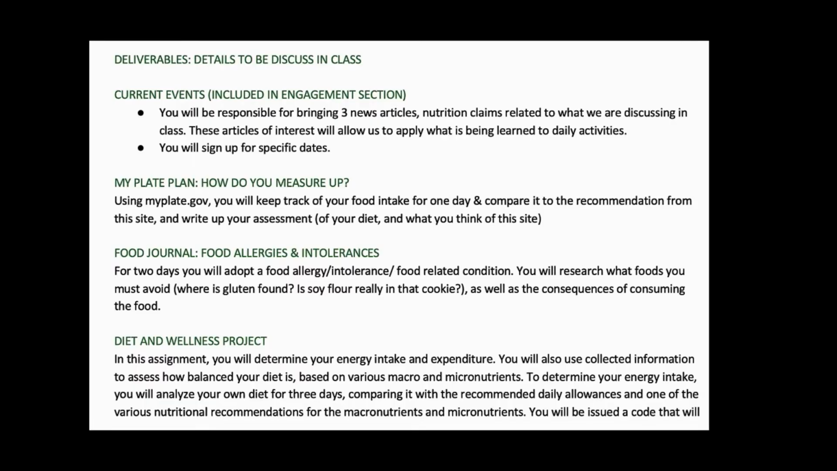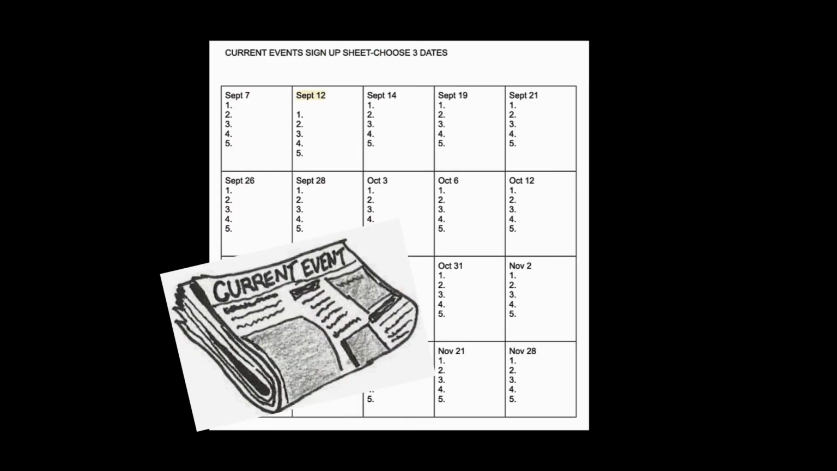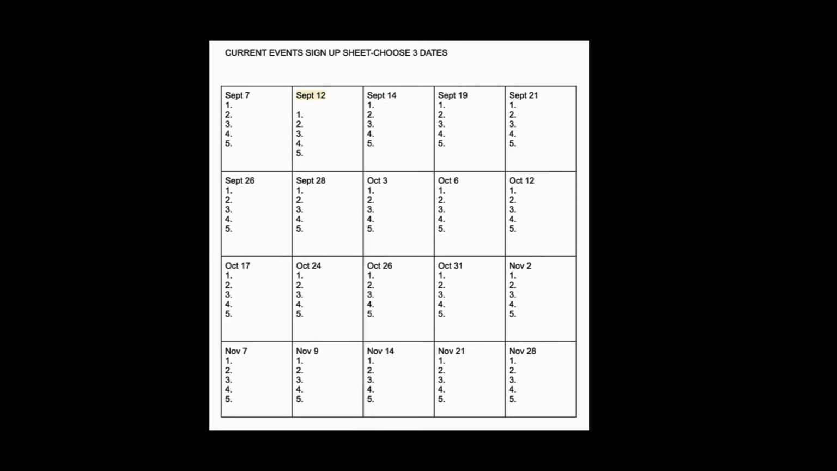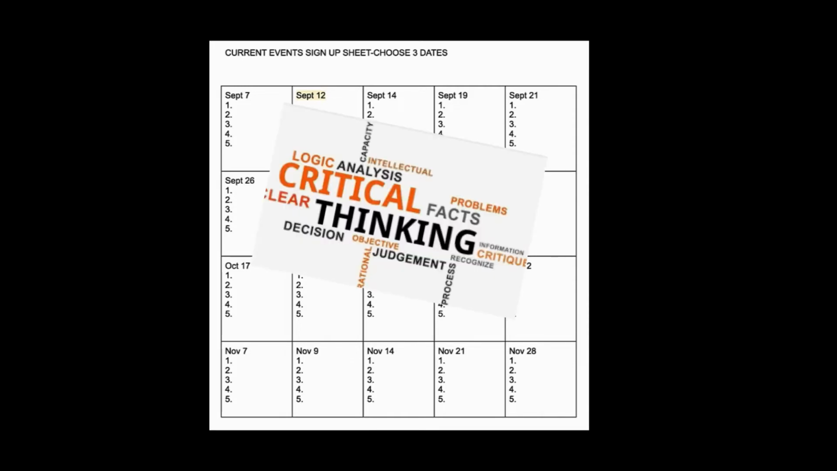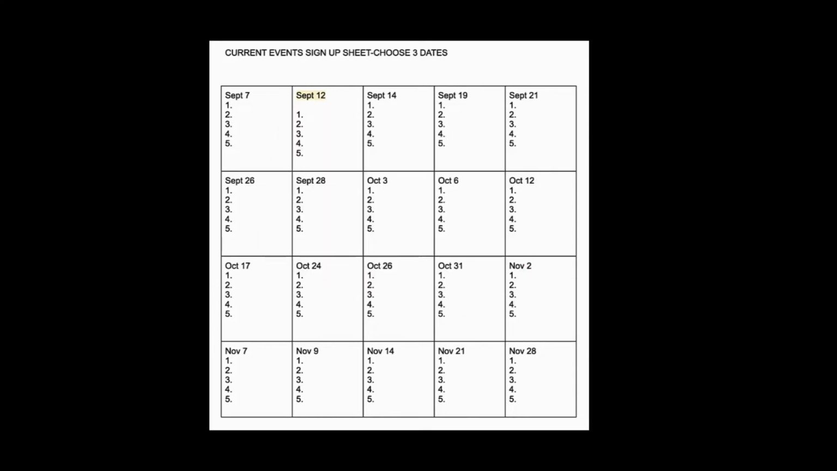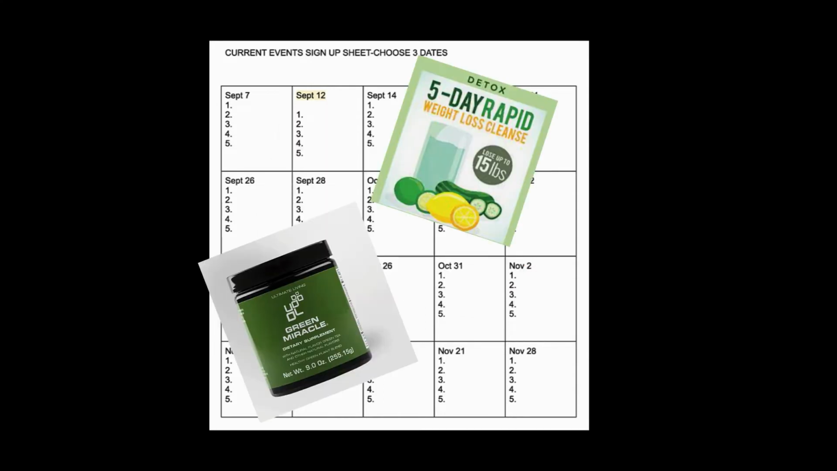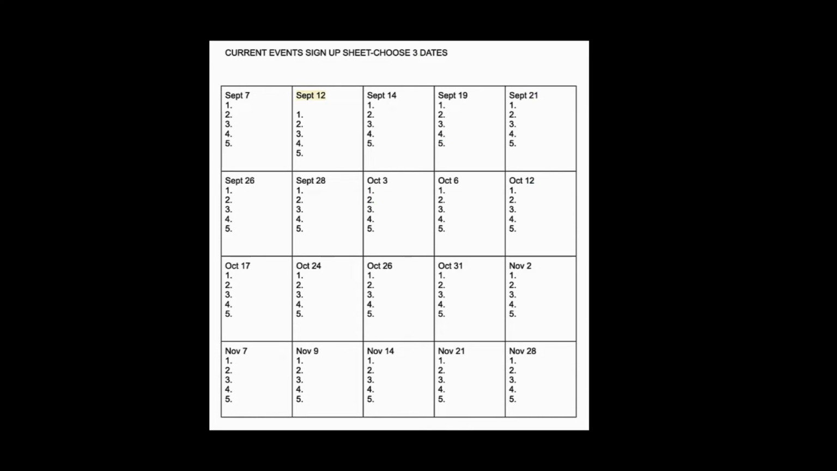And then the next section is the deliverables. We're going to have current events. I have a sign-up sheet. I'm going to ask you all to sign up for 3 spots. It counts towards your final grade, but it also gives us a chance to put into practice the tools that I'm going to give you to develop your critical thinking skills. These should be articles on nutrition, on the latest diet, the latest supplement. You don't need to write anything. You don't need to submit anything. You just need to find something and talk to us about it.